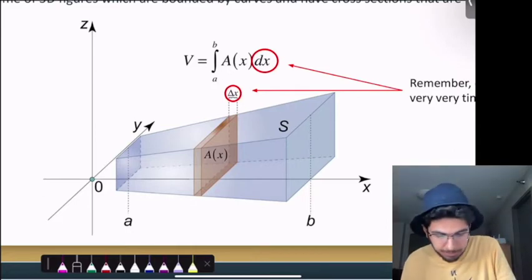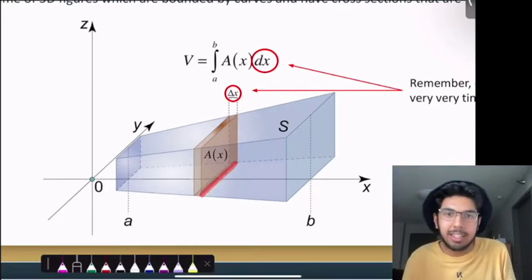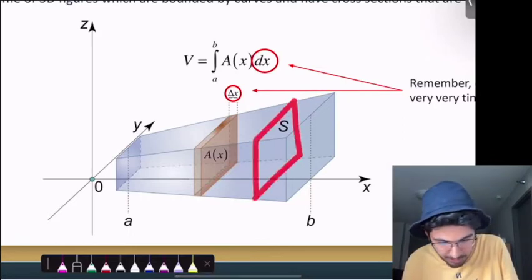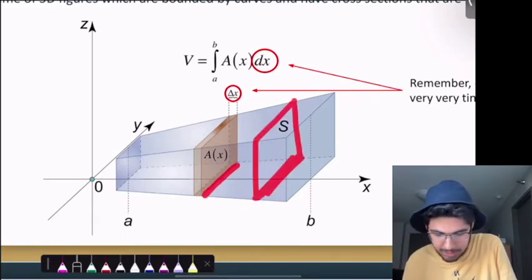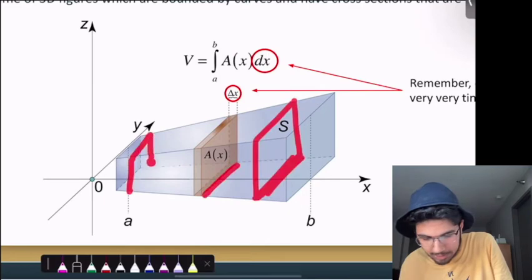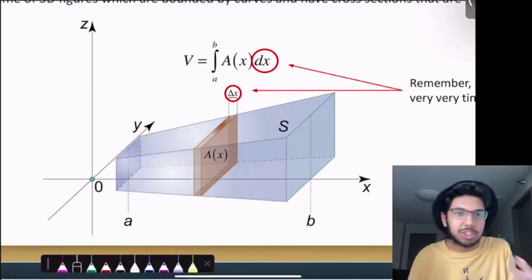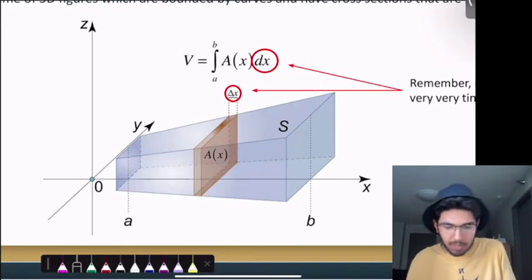It's a function because this side length is going to change depending on where we are. If we take a different cross-section over here, we can see that this bottom side length is a little bit longer than here. Similarly, if we go further down to the left, we're going to have a smaller side length. So it's a function, it's changing as we go along.